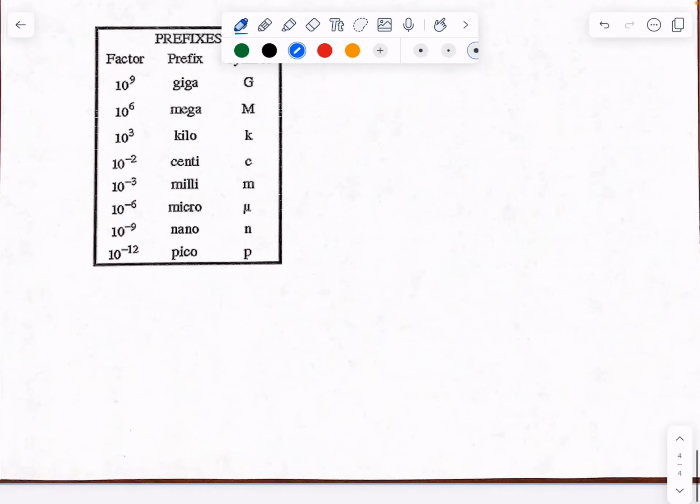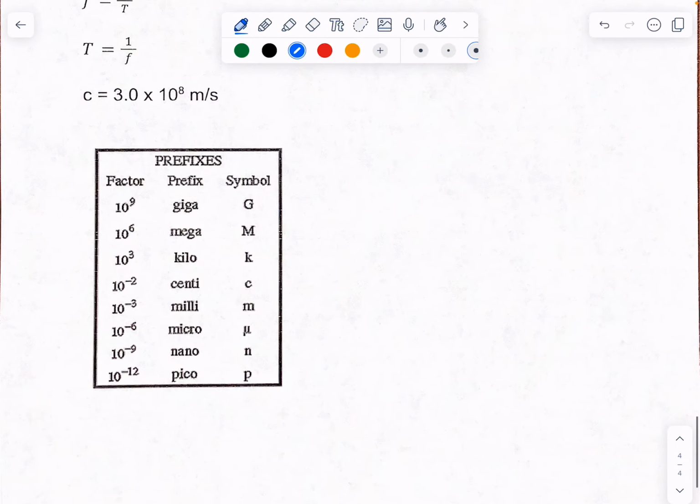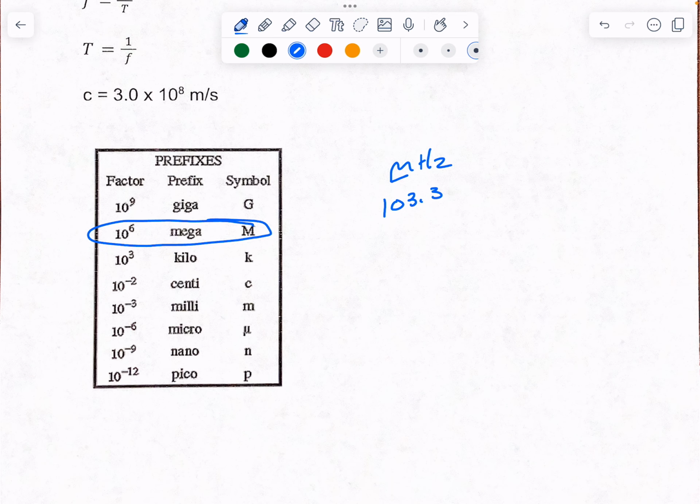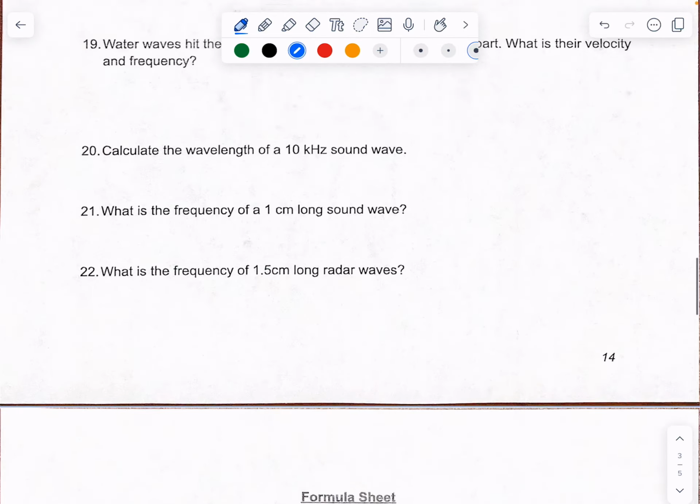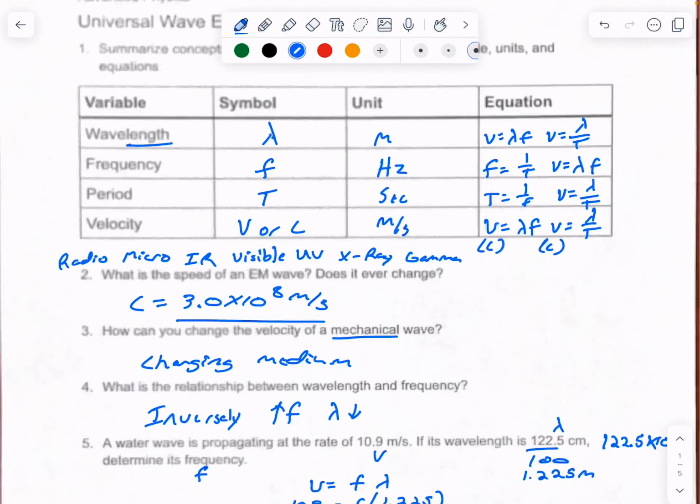I'm going to scroll down here. I put our formula sheet on here. If I say megahertz, as in that case we had 103.3 megahertz, well, if you look right here, that big M is your mega. So if you want to turn that into hertz, all you got to do is add times 10 to the 6th and you're good. That'll put it back in normal hertz. We'll come back and reference that a few times during this video.